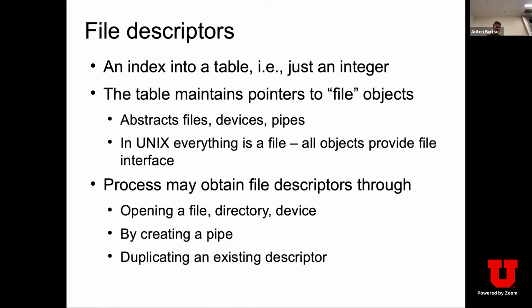Okay. And so each process can either open a file, create a pipe, we'll talk about how to do this, or duplicate an existing file descriptor and get another number which points internally to the same file. Question? No, each one will have its own. That's kind of important, right? It will come up again, but good question.